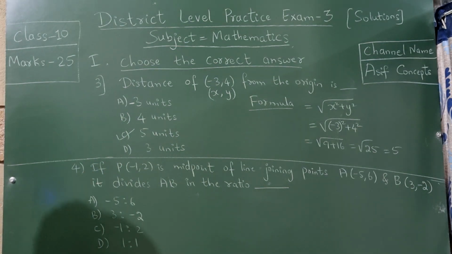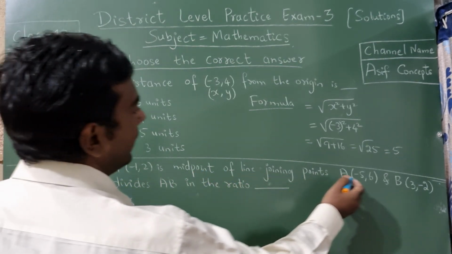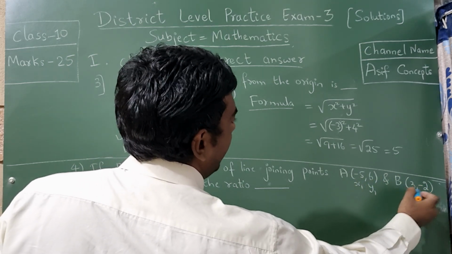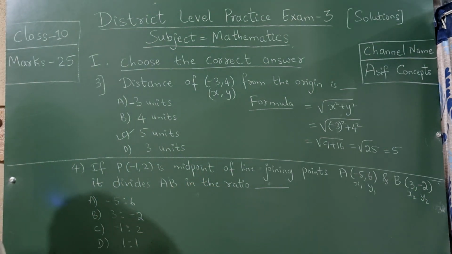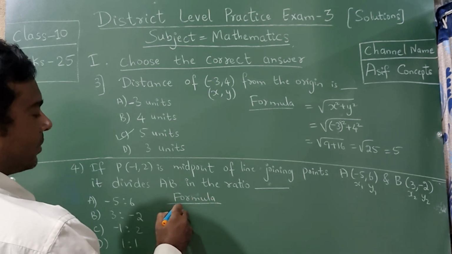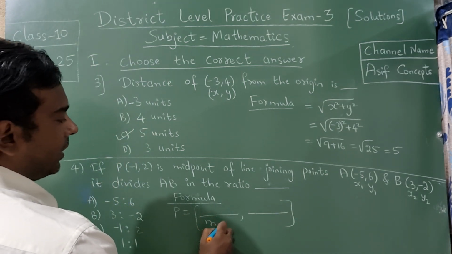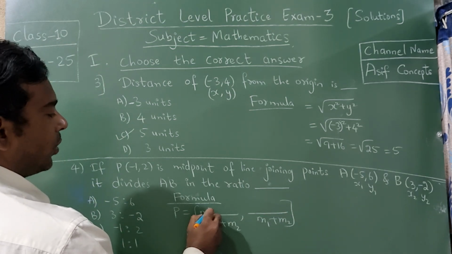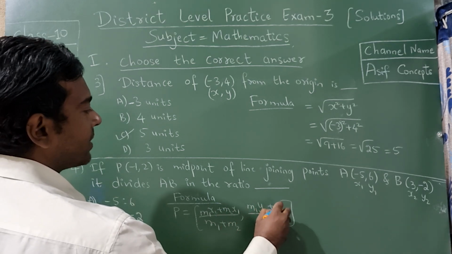Okay, now fourth and last question is, if P is minus 1 comma 2 is a midpoint of line joining A minus 5 and 6. So this will be x1 y1, B will be 3 minus 2, this is x2 y2. It divides AB in the ratio. So to solve this, there is again a formula. So P is equal to m1 plus m2, here also write m1 plus m2. Again here you write m1 x2 plus m2 x1. Here m1 y2 plus m2 y1.